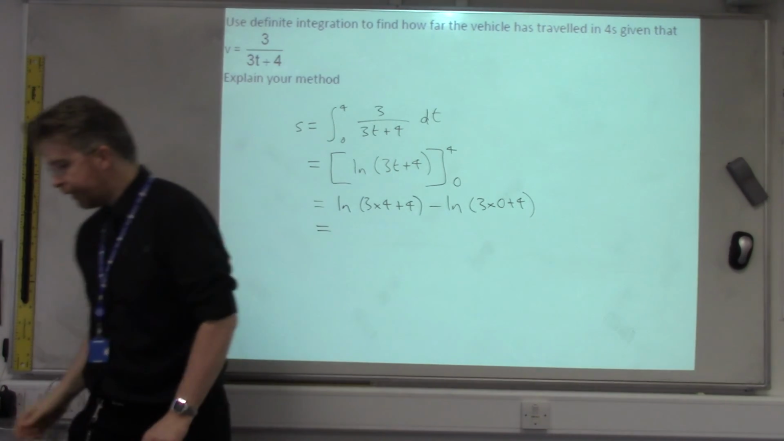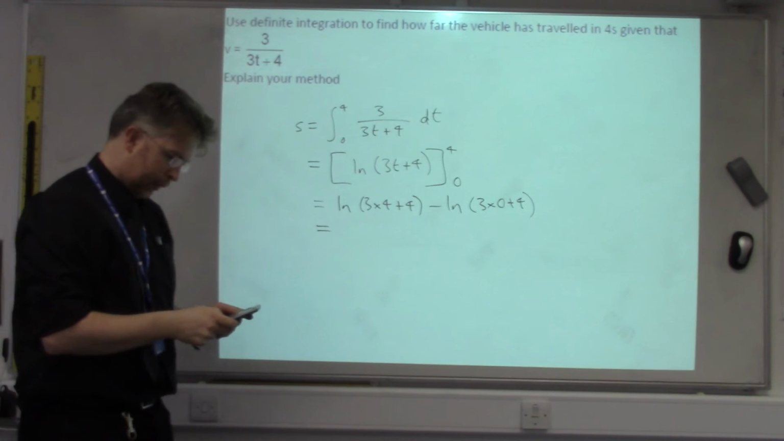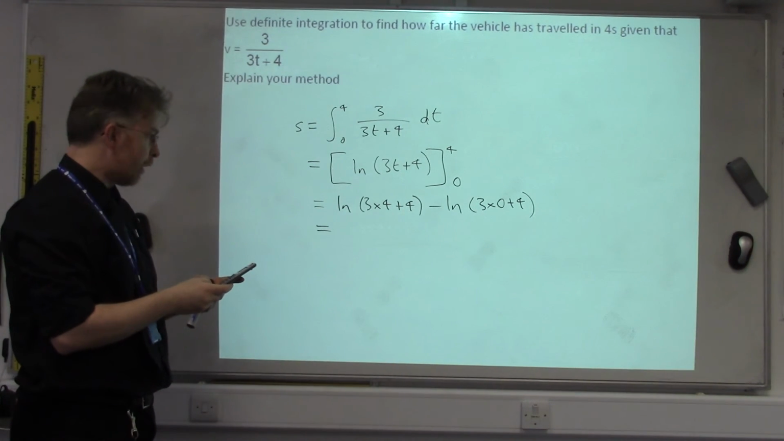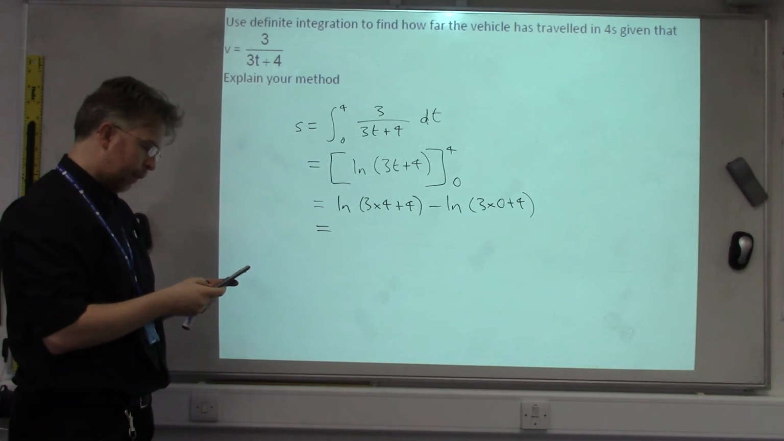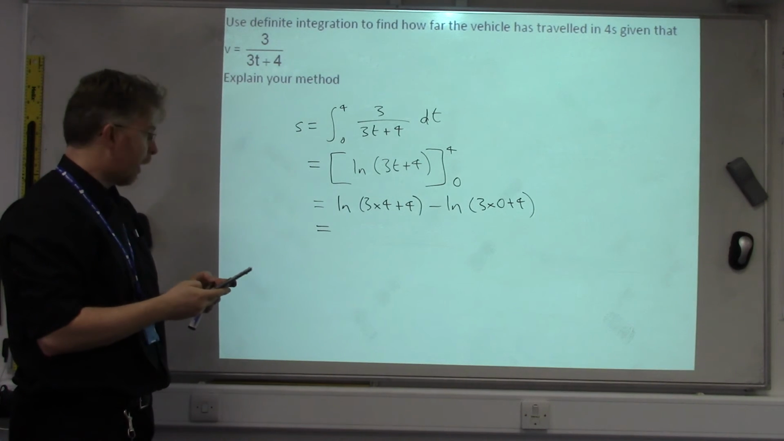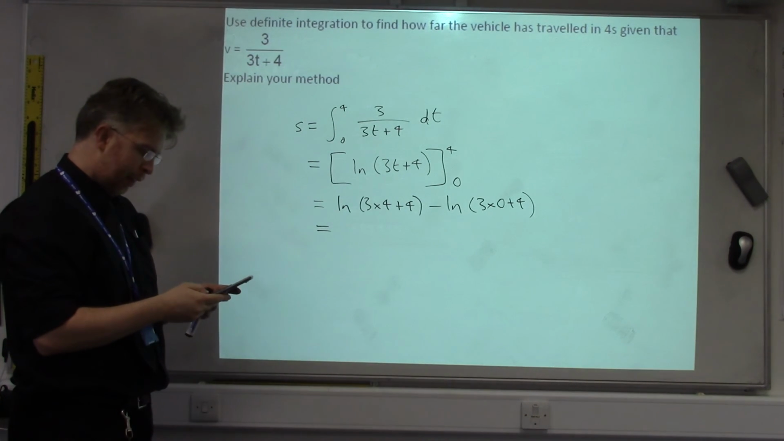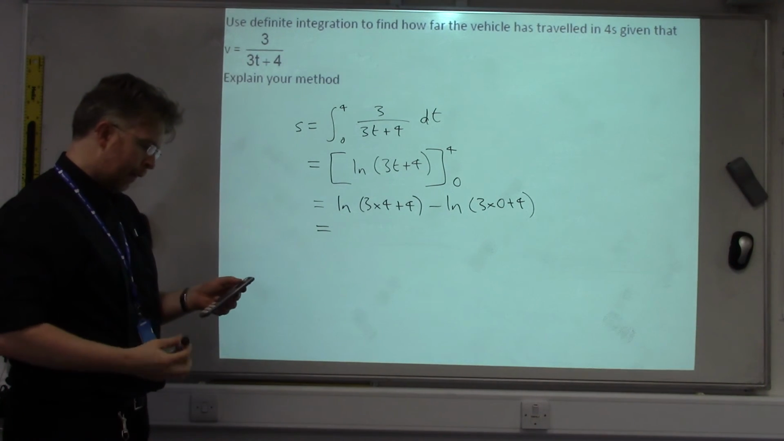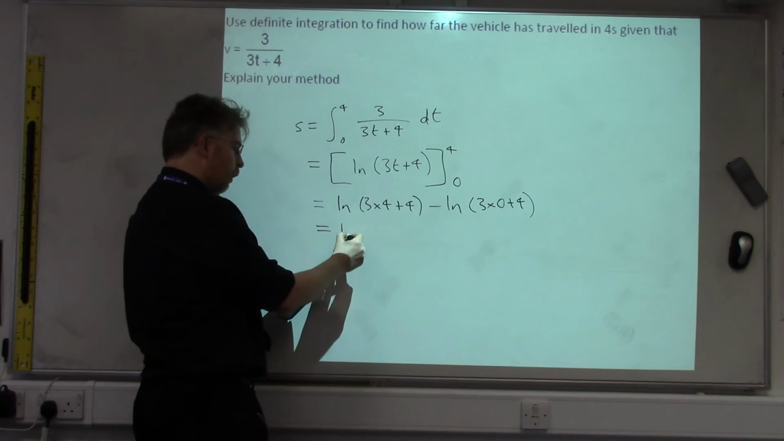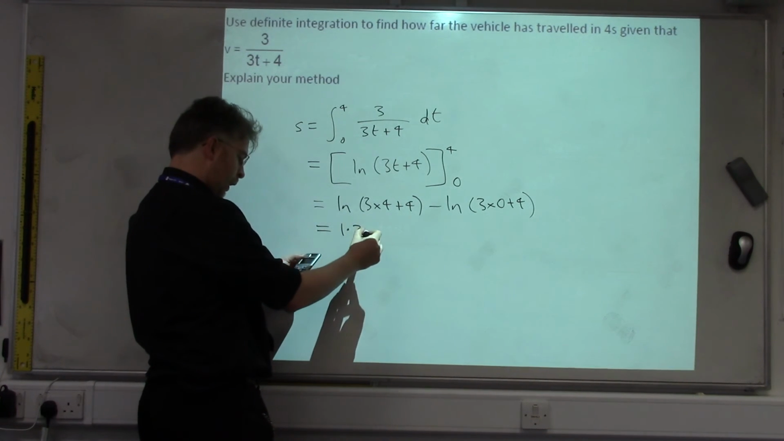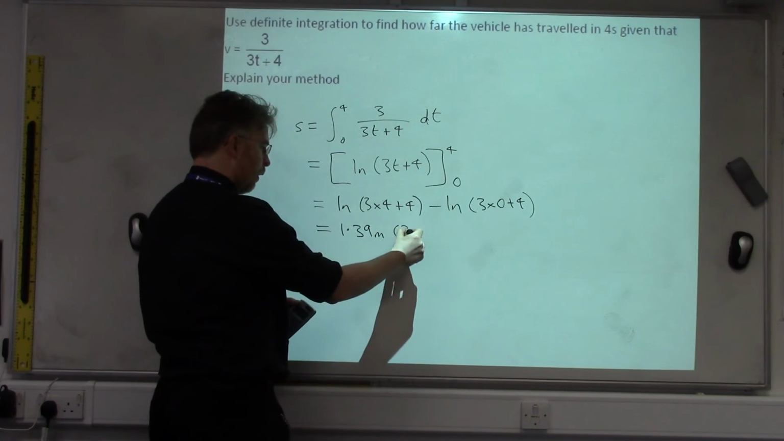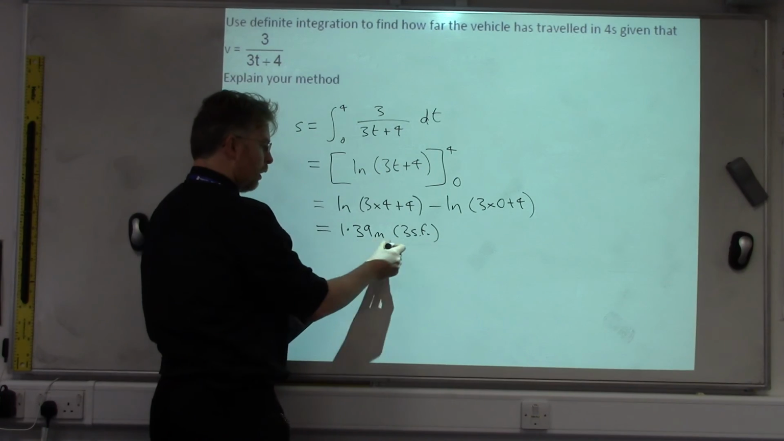stick it into the calculator, so ln 3 times 4 plus 4, close bracket, minus ln of 3 times 0 plus 4, close bracket, and on to 3 significant figures we get 1.39, and the unit is still metres.